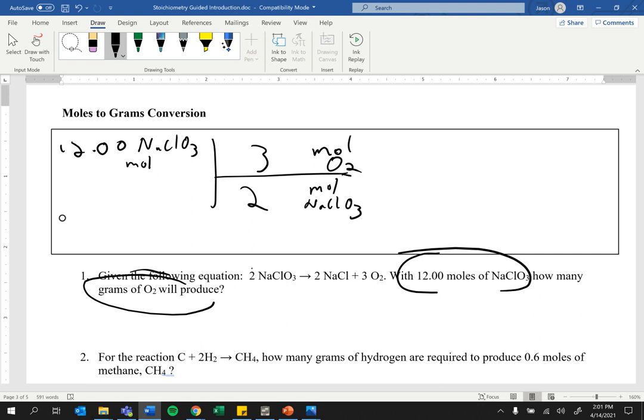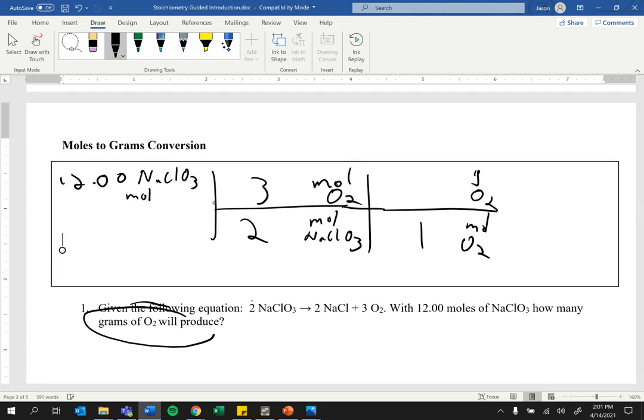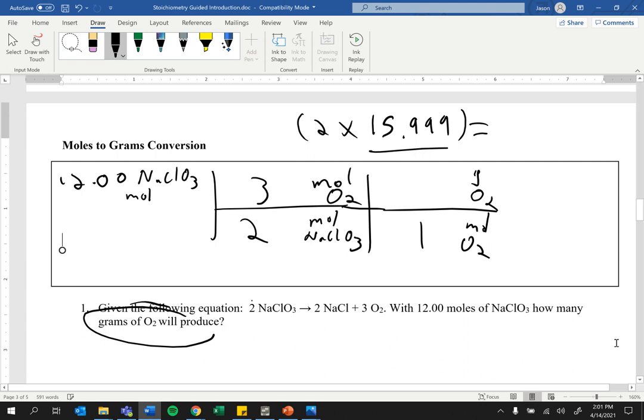And I'm not going to stop there because I want grams of O2. So moles of O2 is going to go on the bottom. And I know I'm going to go to grams of O2, and this I figure out with the molar mass. I know for every 1 mole, how many grams of O2 I have? Well, it's 2 oxygens. So it's 2 times the molar mass of oxygen, which is 15.999. I get this number from the periodic table.